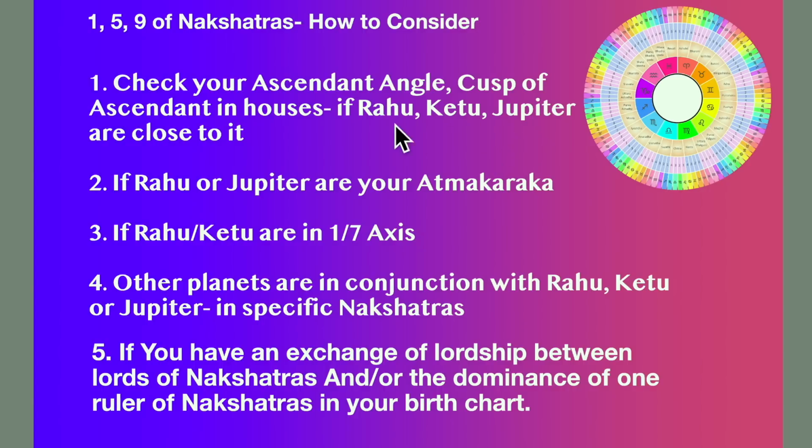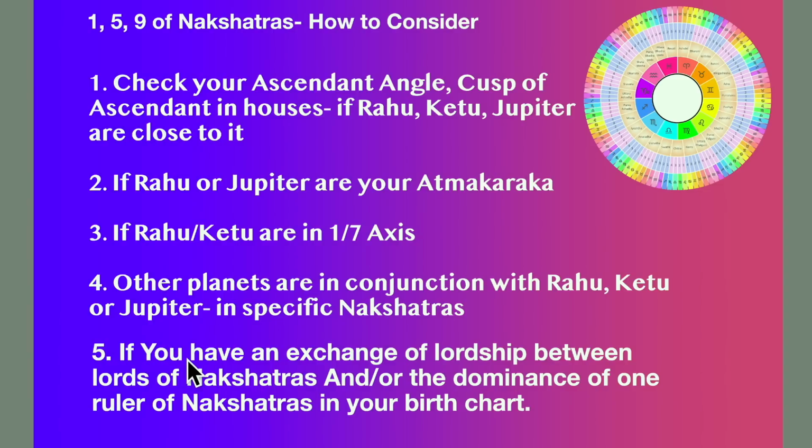That's the first rule. Number 2, if Rahu or Jupiter are your Atma Karaka, we shall speak about this much later on. Number 3, if Rahu and Ketu are in 1-7 axis, the first and the 7th axis. Number 4, if other planets are in conjunction with Rahu, Ketu or Jupiter in specific nakshatras, the focus being on specific nakshatras. And we'll deal with all the 9 types of nakshatras here, really.